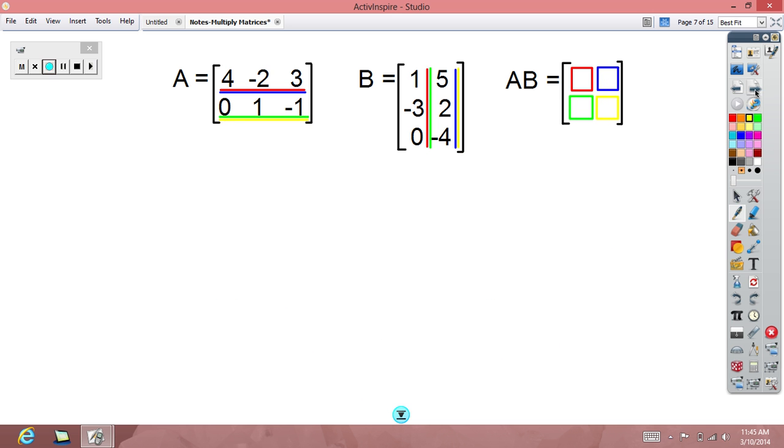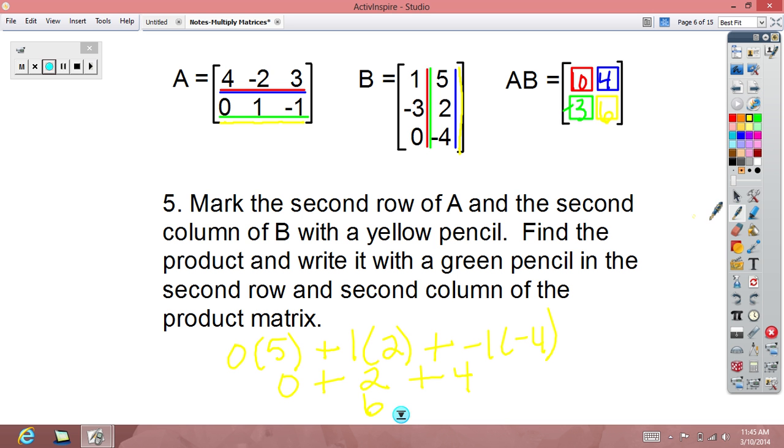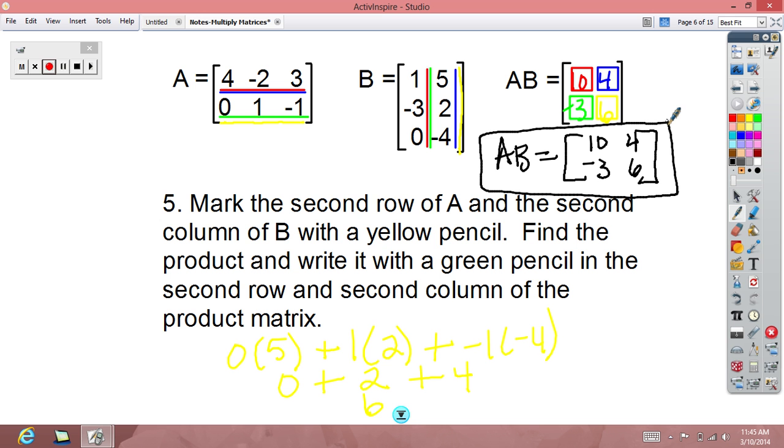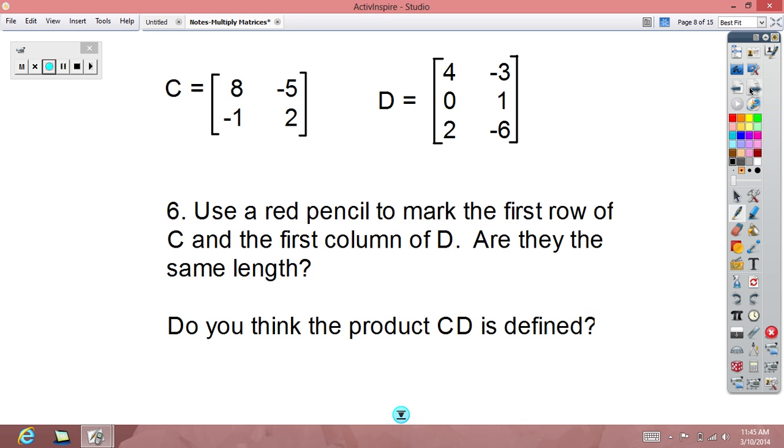Let's see what the next one is. Alright, so essentially this is our answer here. AB equals 10, negative 3, 4, and 6. And that's our solution when you multiply them together. Okay, so it may be helpful to redo this problem on your own, re-multiply, look at what the red means and the blue means and what things you multiply in what order. Okay, pause, rewind, etc. Alright, that's just the same thing.